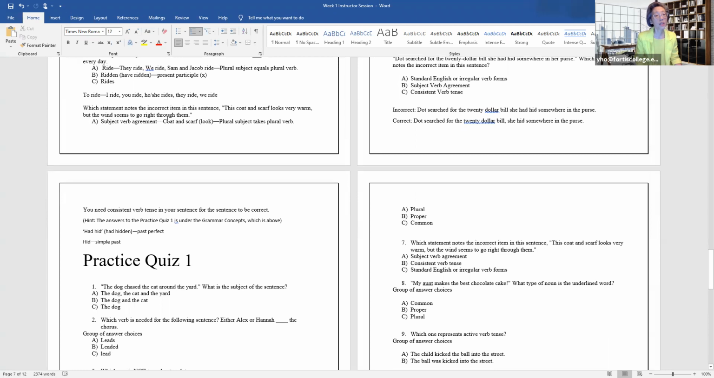Which statement identifies the incorrect item in this sentence? The coat and scarf looks very warm. What's wrong with this sentence?